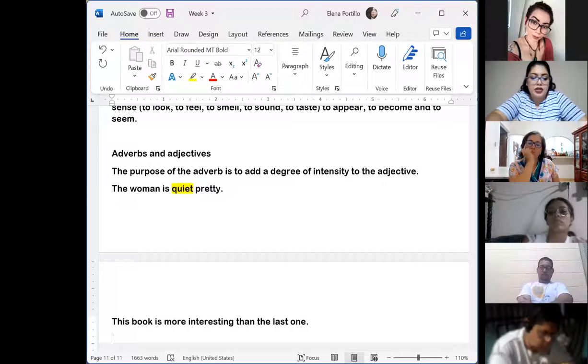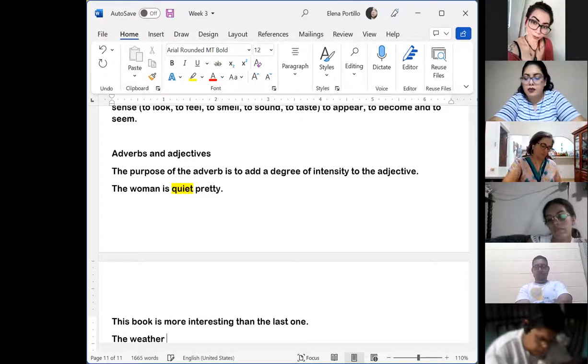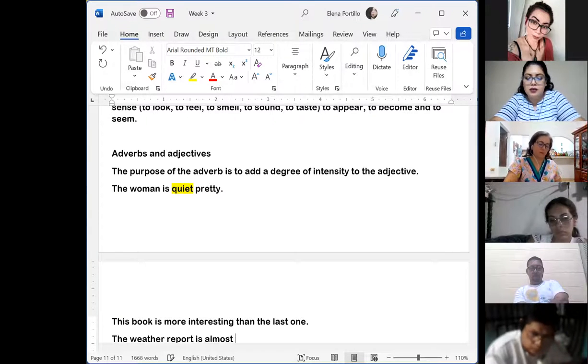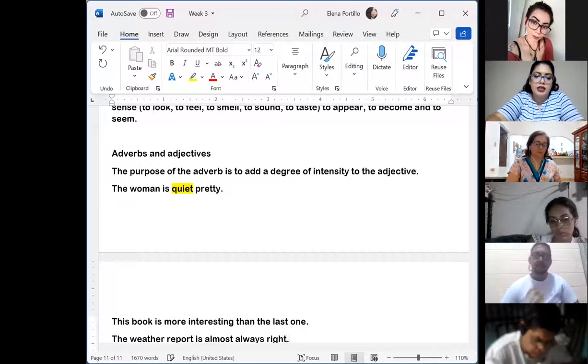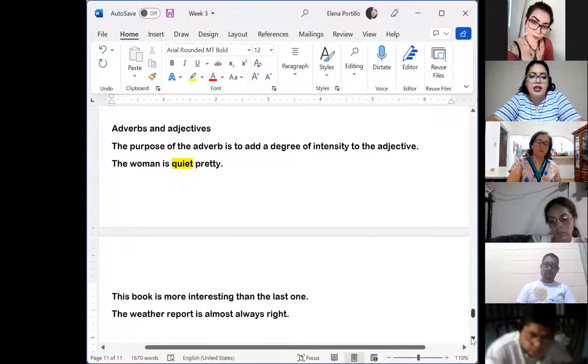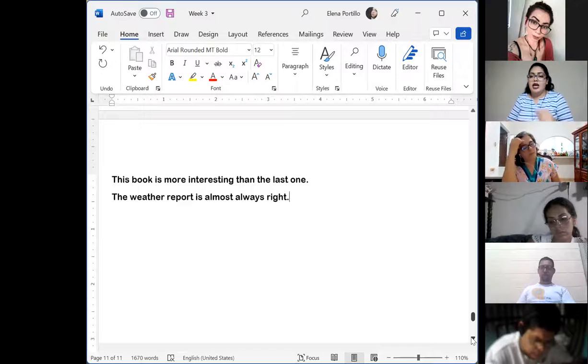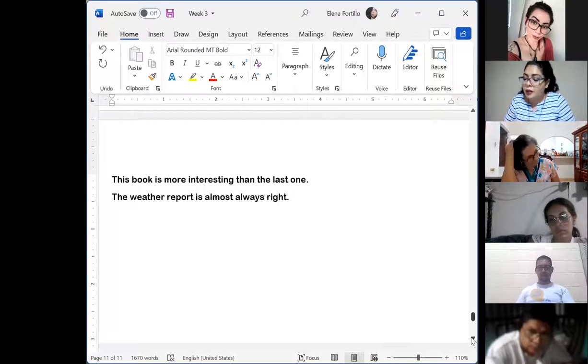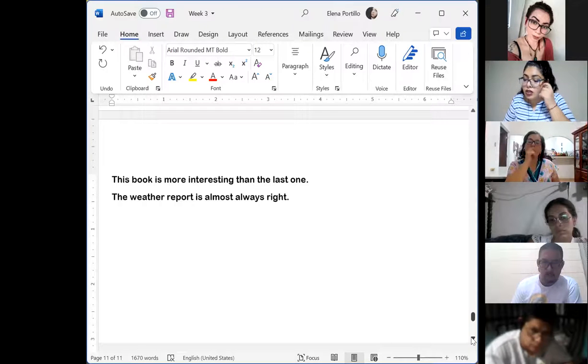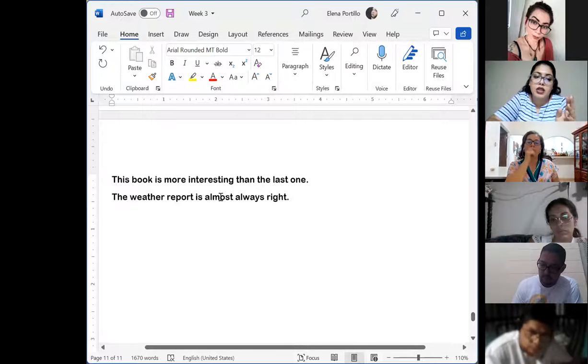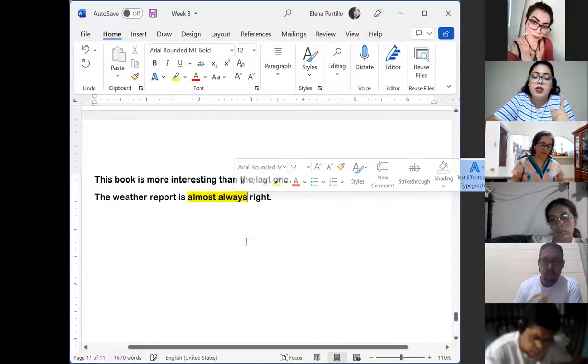Then the weather report is almost always right. In this case, it's saying that the weather report is almost always, casi siempre, está en lo cierto, almost always right. No siempre, pero casi siempre. The adverb almost is modifying the adverb always. In this case, we have two adverbs. In this way, we have almost and we have always.